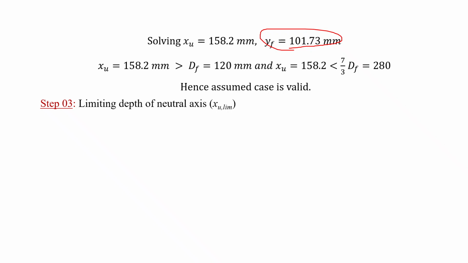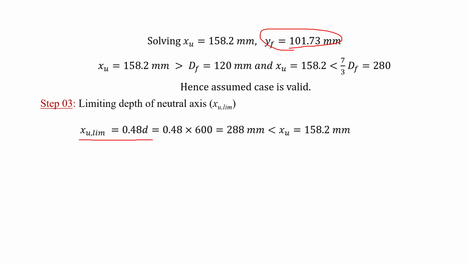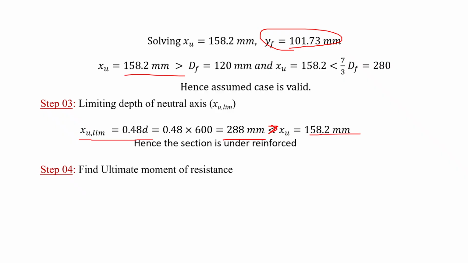So before finding out the moment of resistance, let us compare it with the limiting depth of neutral axis. So we already know for Fe415 it is 0.48 d, xu max or xu limit. So when I substitute the value, I am getting 288 mm, which is greater than xu, which we have got here, 158.2 mm. So hence this section is under reinforced.